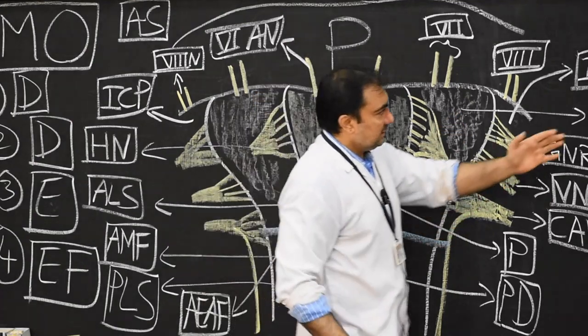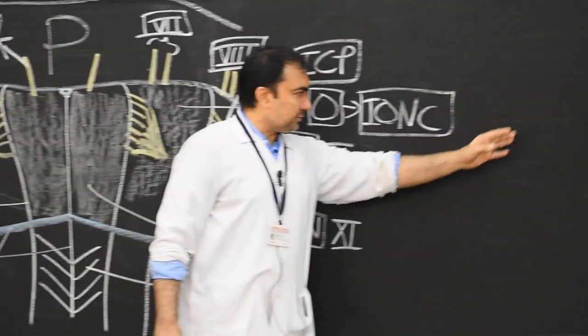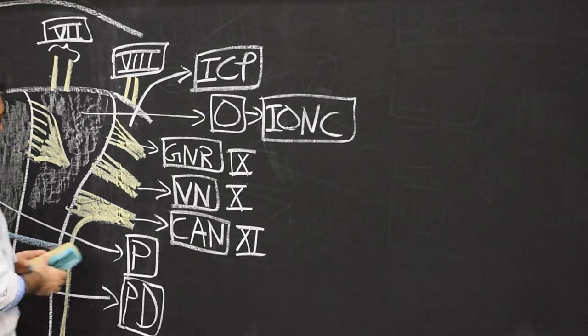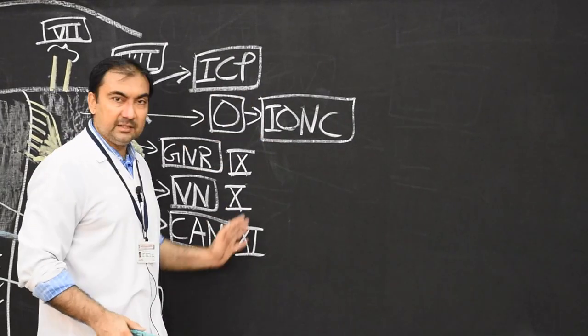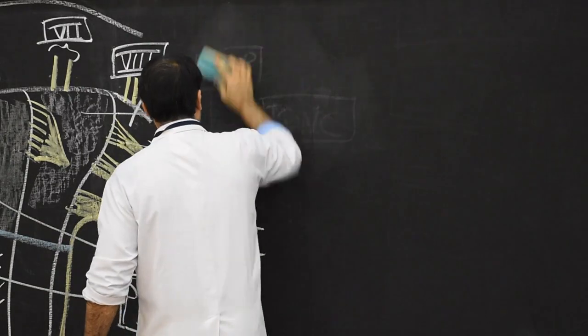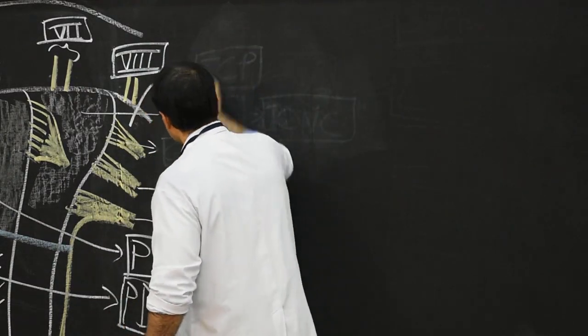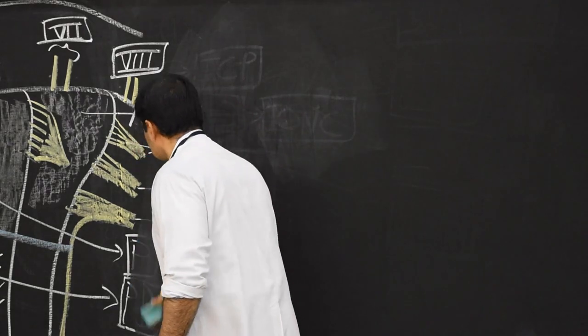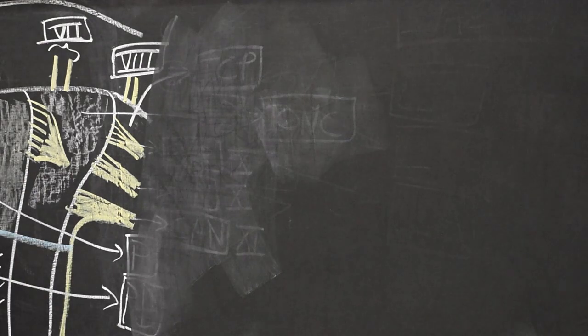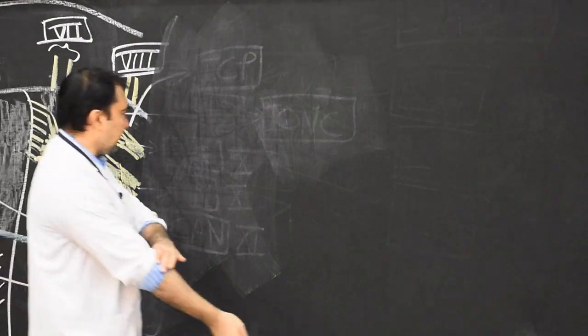Now we come to this side of the board where we draw the posterior surface of the medulla oblongata. In order to draw the posterior surface, I need to rub this side. So therefore, we draw here the posterior surface parallel with the anterior surface. So here we go with the posterior surface. Are we having enough time? We have enough time. Very good.